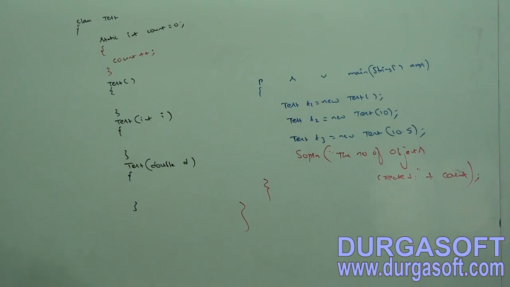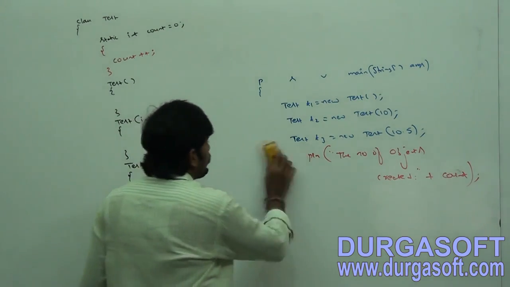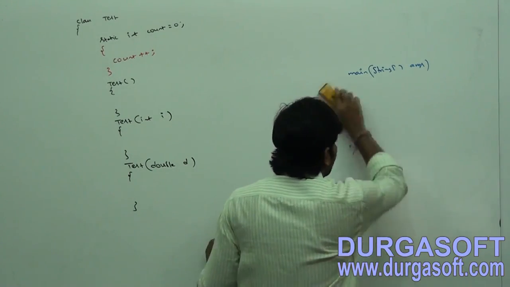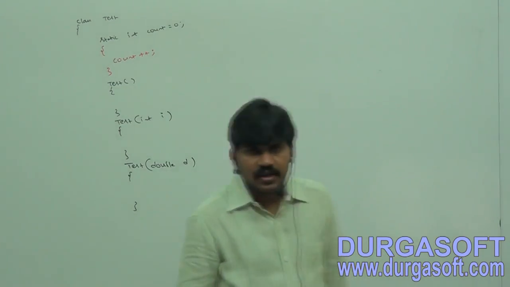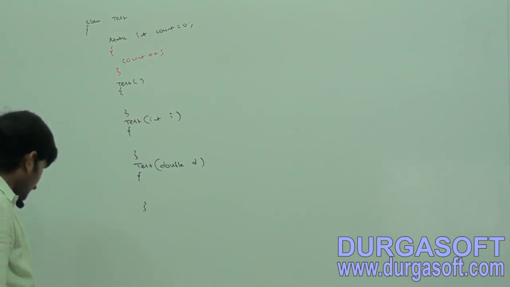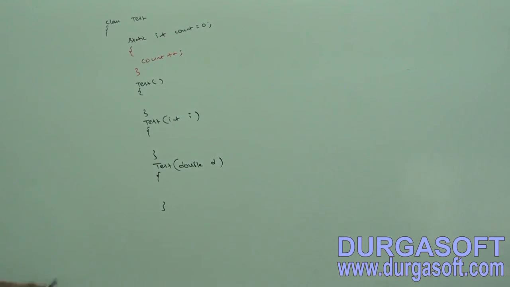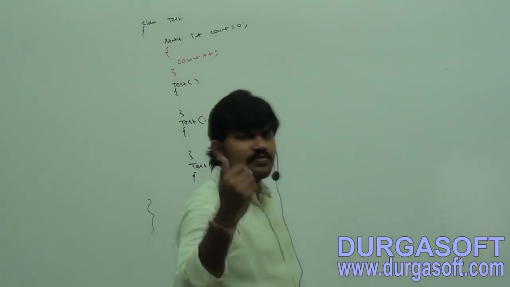Okay, this is next. Rules of writing constructors. Now these rules are very important. Make sure you people are compulsorily aware. Sir, can you tell some rules satisfied by a constructor?